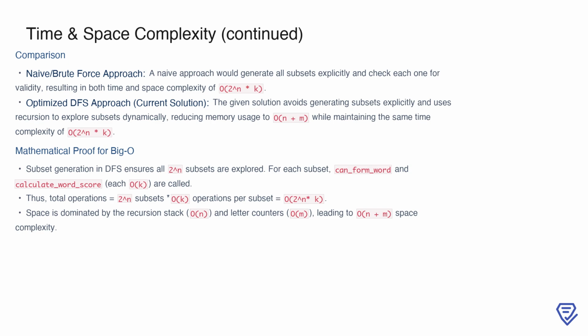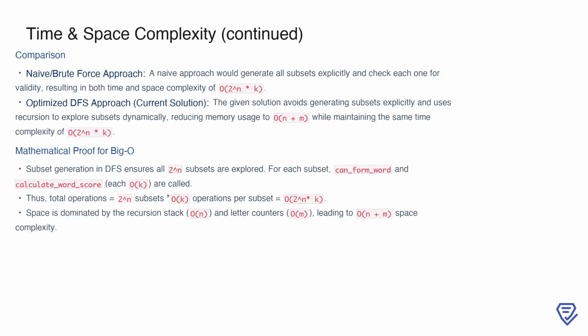A naive approach would explicitly generate all subsets and check each one for validity, resulting in both time and space complexities of O(2^n * k). The optimized DFS solution, on the other hand, dynamically explores the subsets using recursion, avoiding the need to explicitly store all subsets and reducing memory usage to O(n + m). However, the time complexity remains the same at O(2^n * k).